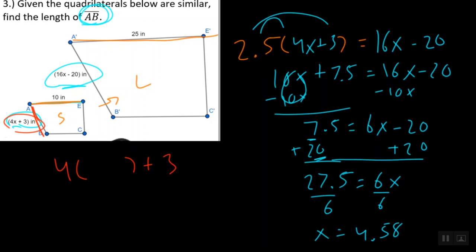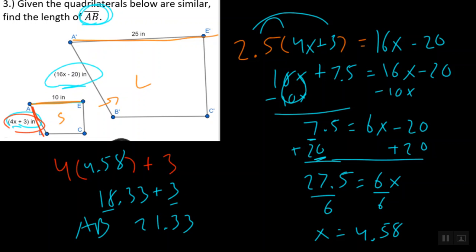And of course, guys, what is our x value? Well, it's 4.58. Okay, last time we'll have to go to our calculator. We know that 4.58 times 4 will give us roughly 18.33 plus 3. Remember, 18 plus 3 will give us 21.33. And we, of course, say AB is equal to 21.33 inches.